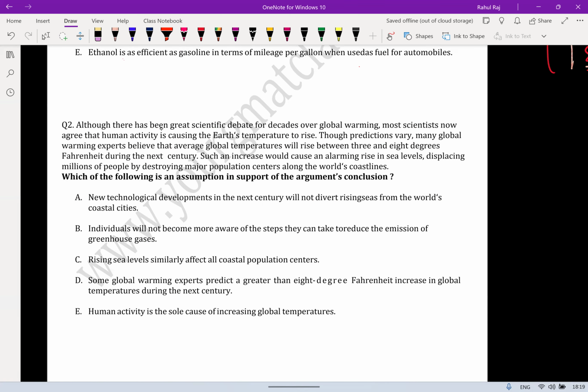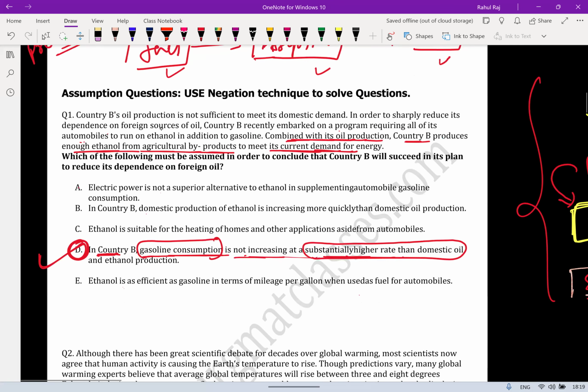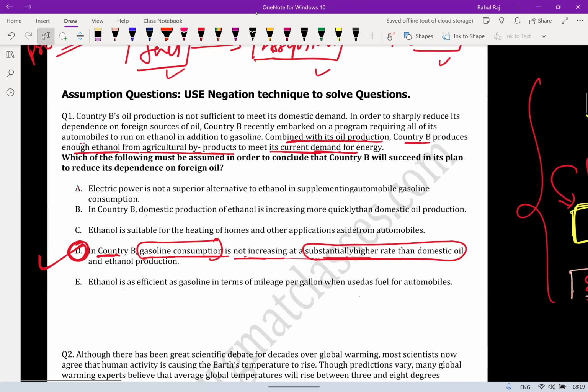Rahul, could you just go back to the pre-thinking part? So on the pre-thinking part, I was trying to say to you, Tara, what has the author concluded in this? Tell me. Just speak it out. What is the conclusion of the author? That oil plus ethanol is sufficient to meet the demand. So this is the actual conclusion, right? Yeah. Now, what is an assumption, Tara? Something that always supports the conclusion.